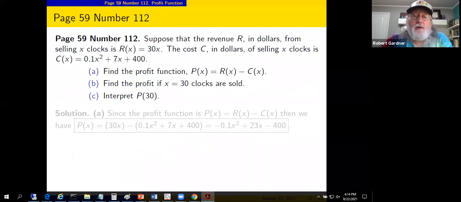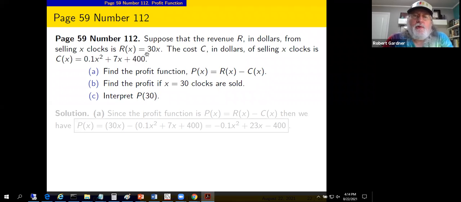And finally, something a little bit different, just threw this one in. It deals with more business and economics ideas. So suppose that the revenue R in dollars from selling X clocks is R of X equals 30X. The cost C in dollars of selling X clocks is C of X equals 0.1 X squared plus 7X plus 400.